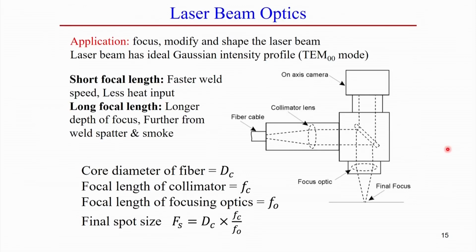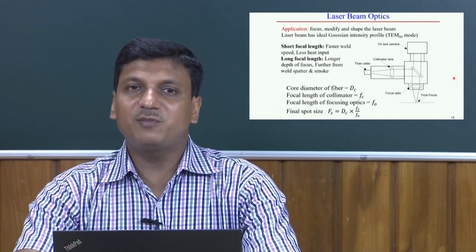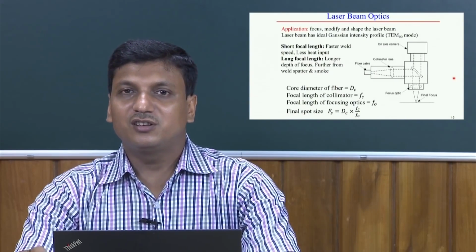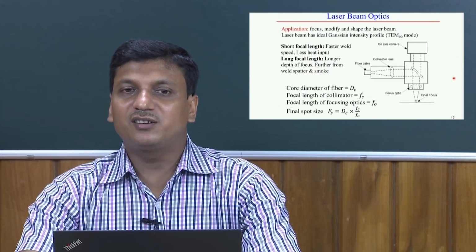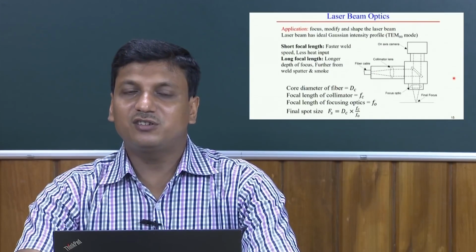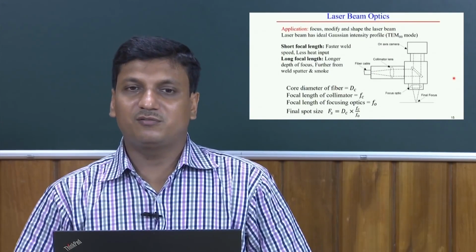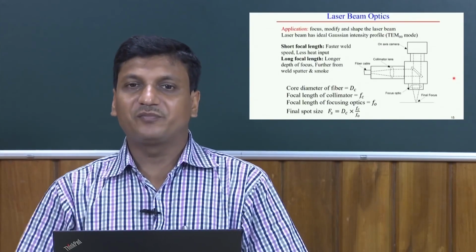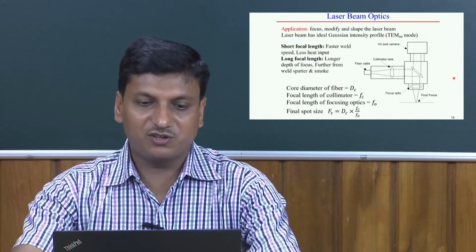With a long focal length, of course, it decreases the intensity, but the advantage is that it is on the safer side when there is formation of weld spatter and smoke. That means the lens source is at a long distance, so it may get rid of the weld spatter and the smoke from the workpiece material.